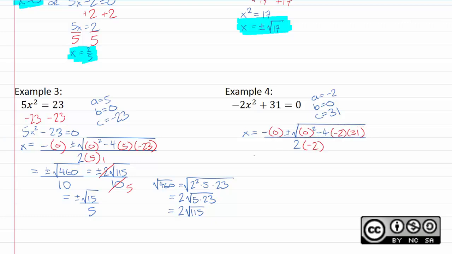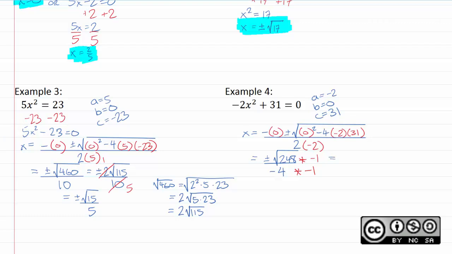And yet again, we simplify. We get plus or minus, we can ignore the 0. -4 times -2 times 31 is 248. We'll divide that by -4. And we're going to simplify the root again, but one thing that you may find beneficial is to take out a negative from the top and the bottom, because we really don't like having a negative on the top or the bottom. You can multiply or divide by -1 as long as you do it to both the top and the bottom. It doesn't matter, it comes out the same either way.